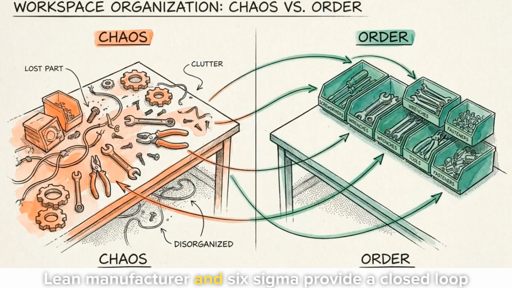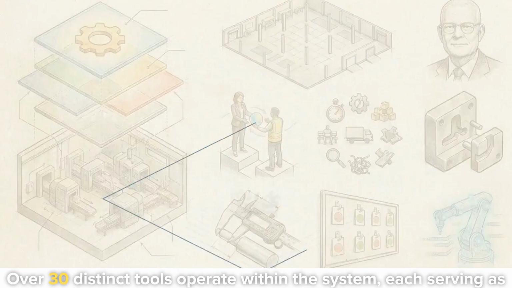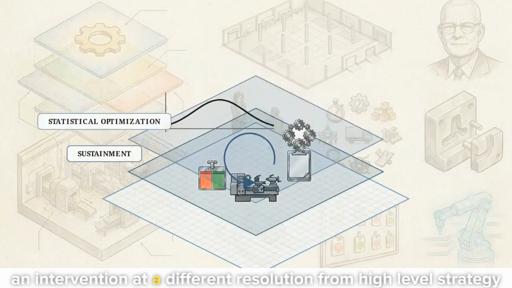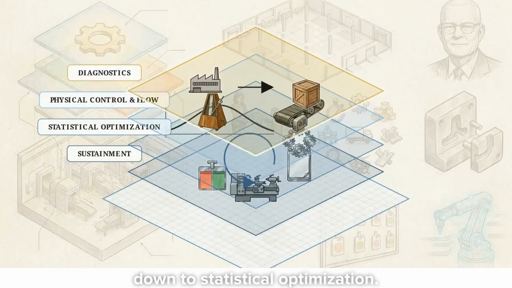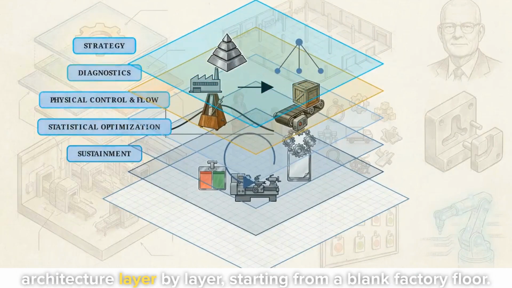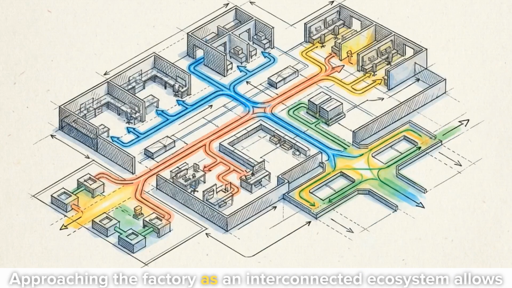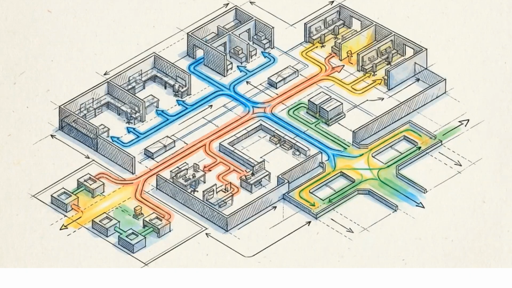Lean manufacturing and Six Sigma provide a closed-loop framework to counter this entropy through systematic interventions. Over 30 distinct tools operate within this system, each serving as an intervention at a different resolution, from high-level strategy down to statistical optimization. To see how these mechanisms interact, we will build this lean architecture layer by layer, starting from a blank factory floor. Approaching the factory as an interconnected ecosystem allows every tool to serve a specific structural purpose within the broader workflow.